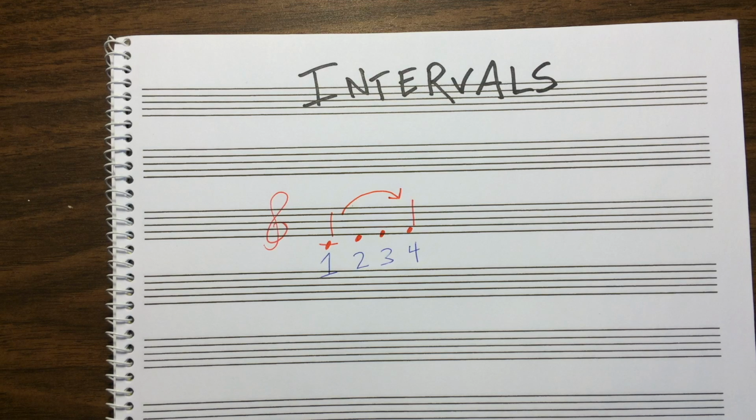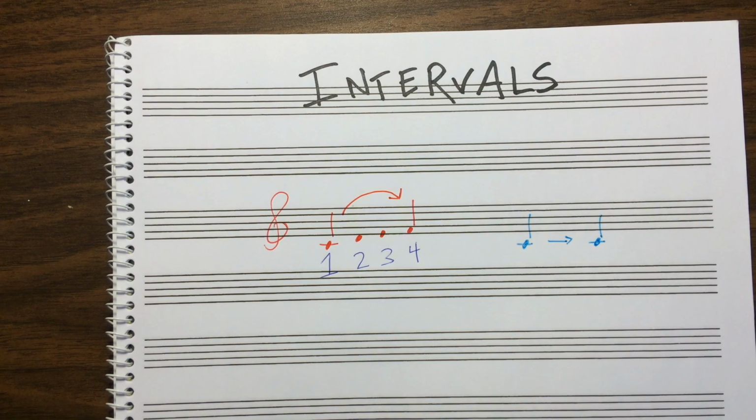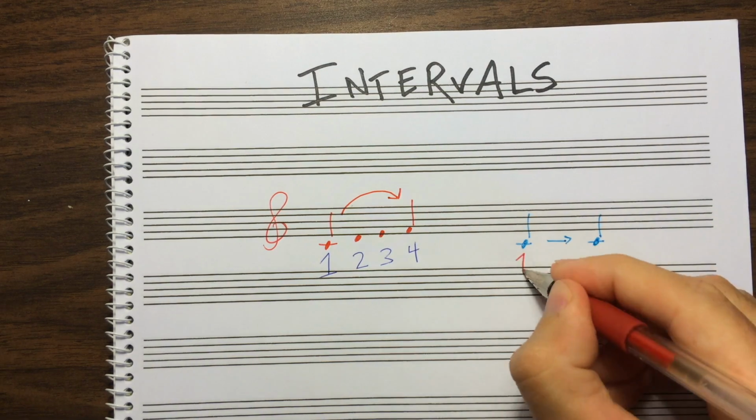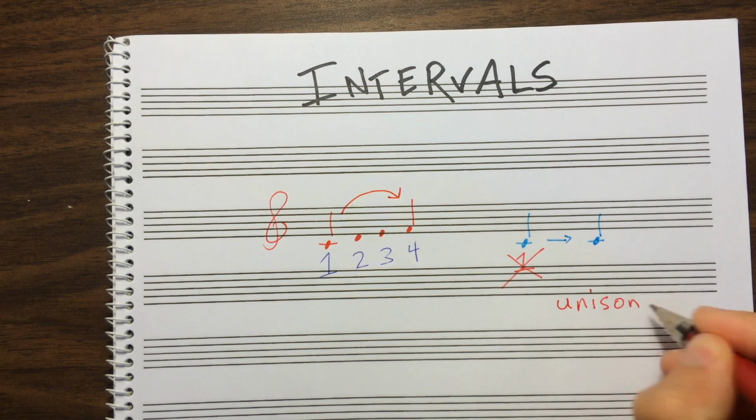The slightly confusing part is that the interval from a note to itself, say from C to C, is not 0 but 1. We don't call this interval a first, but instead we call it a unison.